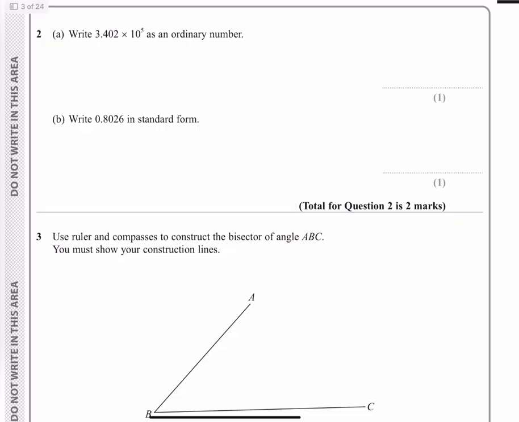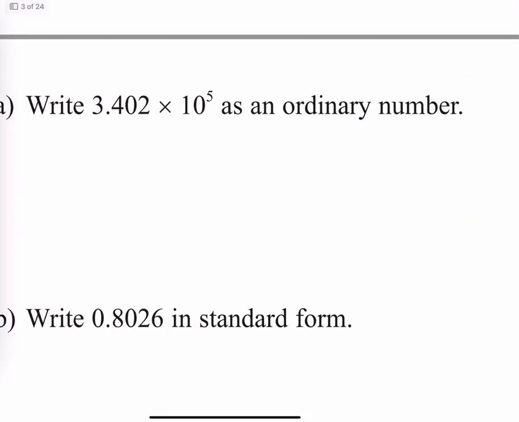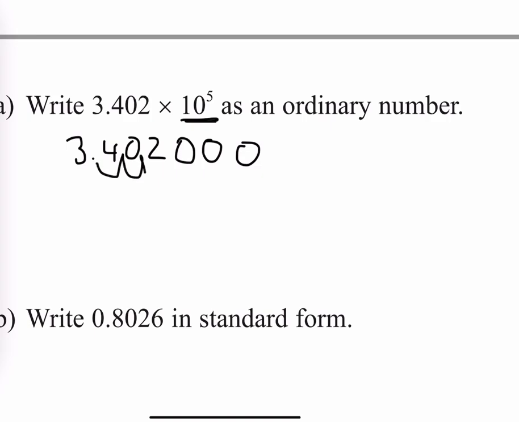Okay, so the easiest way to do these without mucking up: 3.402, chuck a pile of zeros, and remember this just means move the decimal point 5 spots, and it's getting bigger, so we're moving the decimal point to the right. So we go 1, 2, 3, 4, 5, so this is 340,200.